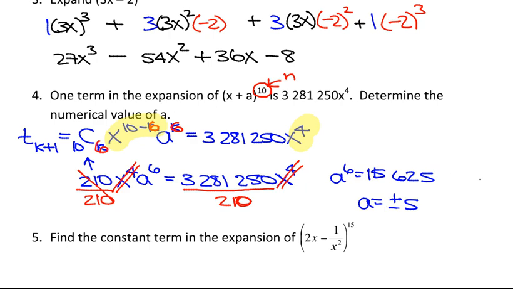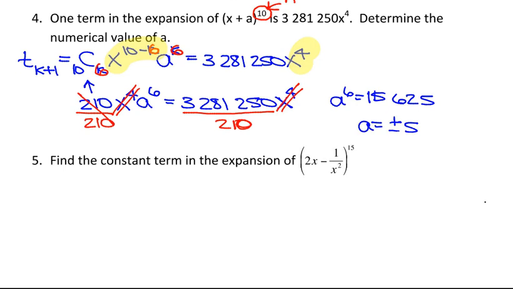We found A. If you want to challenge yourself, try number 5 before watching the video. I will give you a clue. The constant term is a term that has no variables. So how does that make sense if there's a variable and a variable? Give it a try.